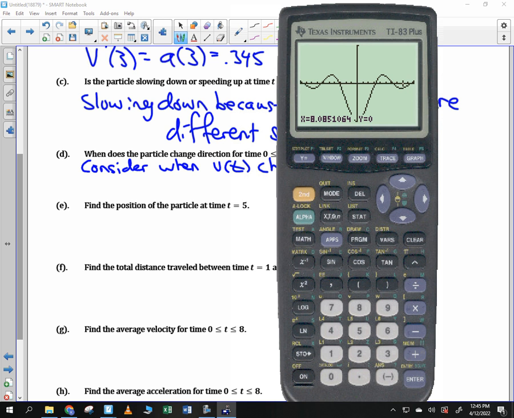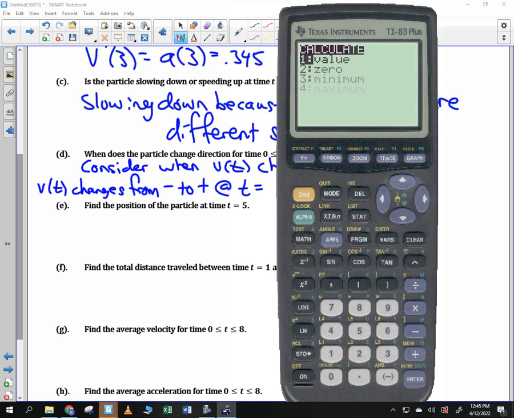Twice. So v of t changes from negative to positive at time equals, and how do I find that spot? Good try, incorrect. Excellent try, incorrect. Zero. You want to find the zero of the function. You hit zero? Yep.